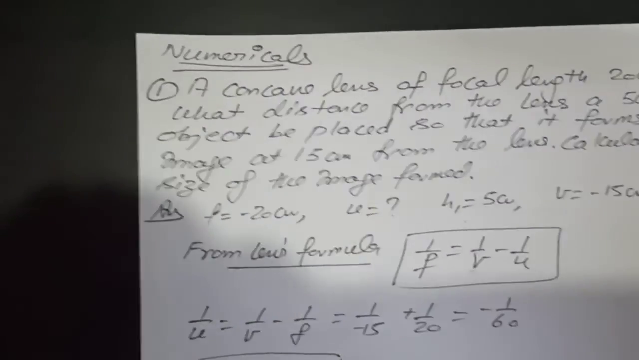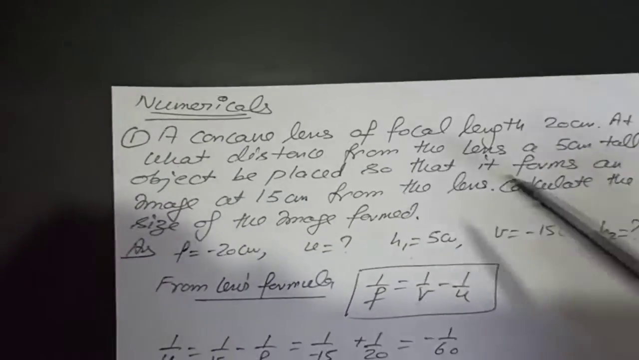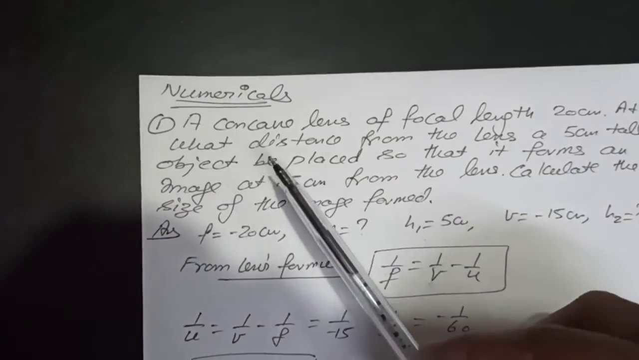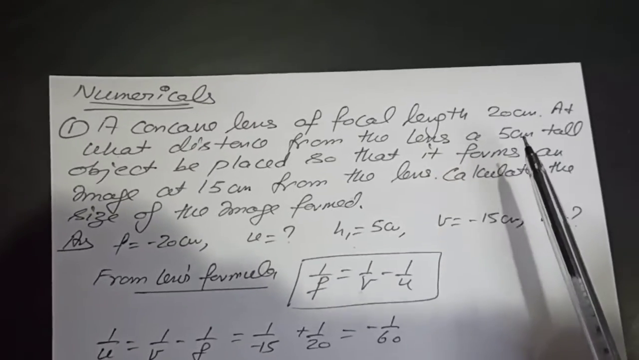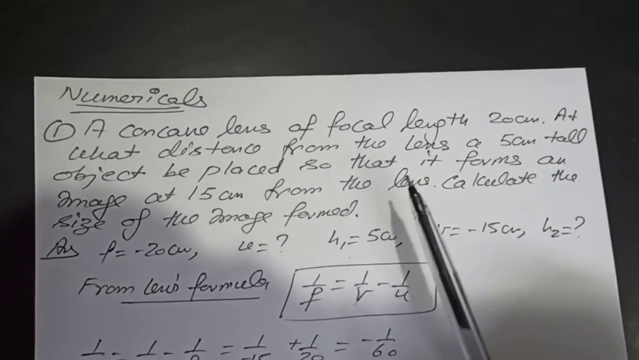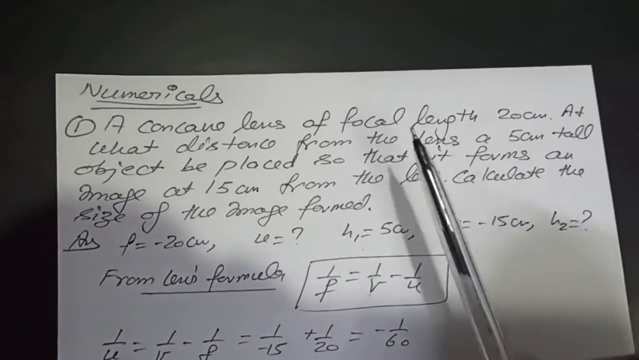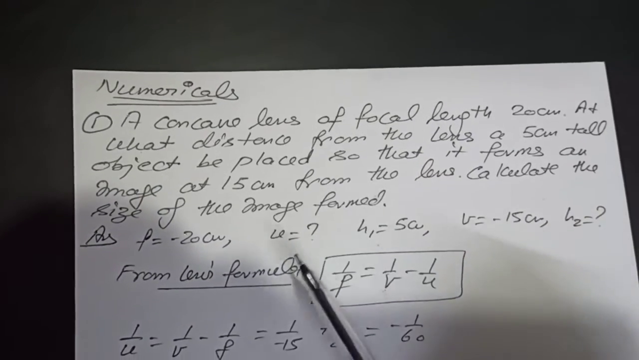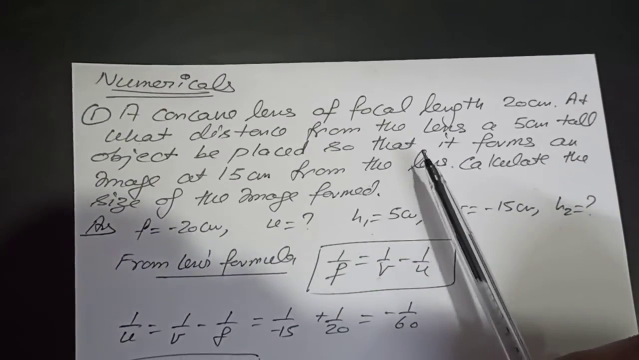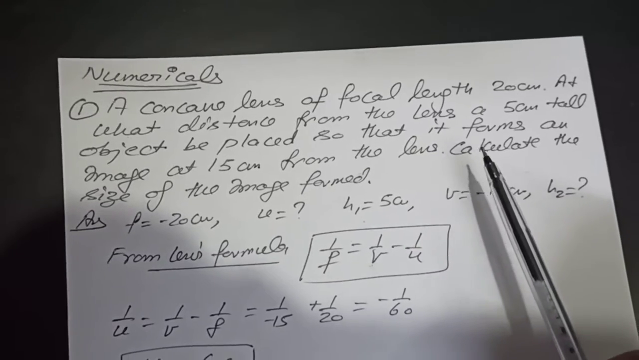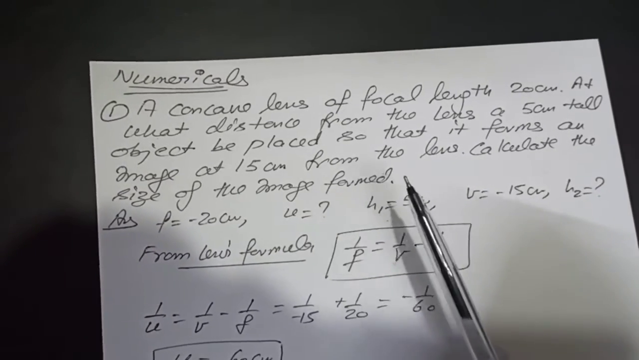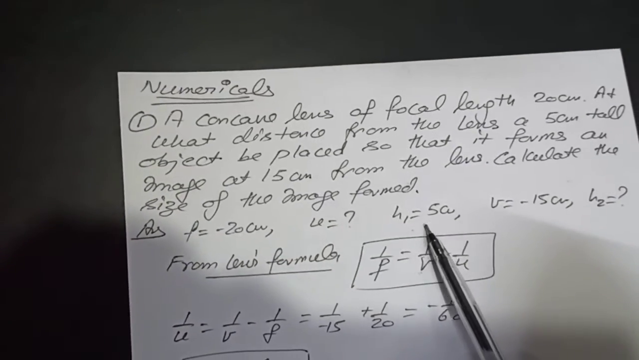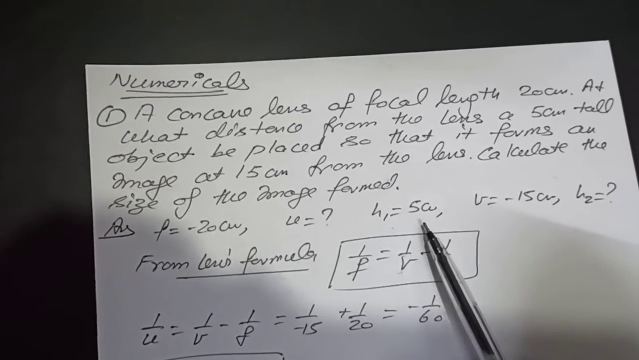Now in the next lecture we will go through one numerical that is based on the concave lens. A concave lens of focal length 20 cm. At what distance from the lens should a 5 cm tall object be placed? So the focal length of the concave lens is 20 cm, that is negative, we already put it. And the 5 cm tall object, that is HO.